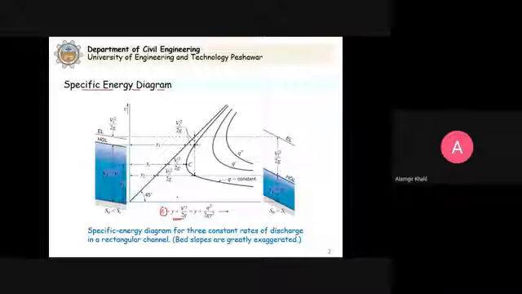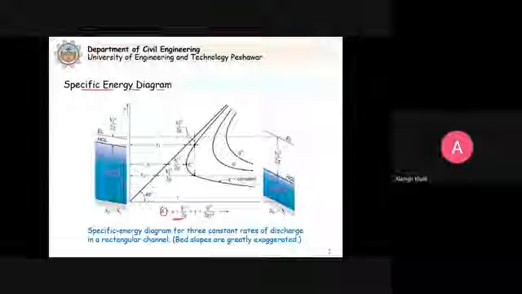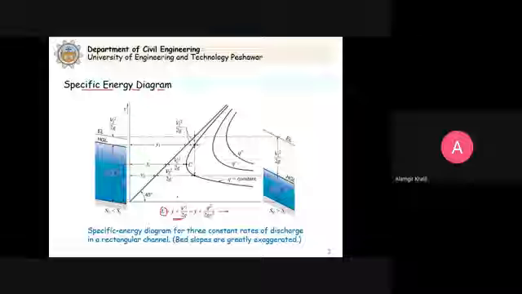Now this concept is very important, as I explained a few applications towards the end of the last lecture, and we will continue to discuss applications of specific energy in open channel hydraulic problems. Clear? So we have to draw a graph between the depth of flow and the specific energy. In order to do that, the basic equation is already written here in terms of the velocity and the discharge.